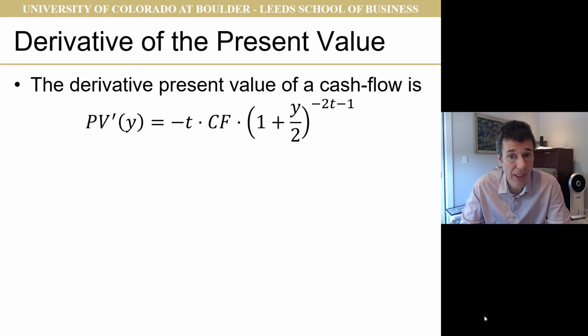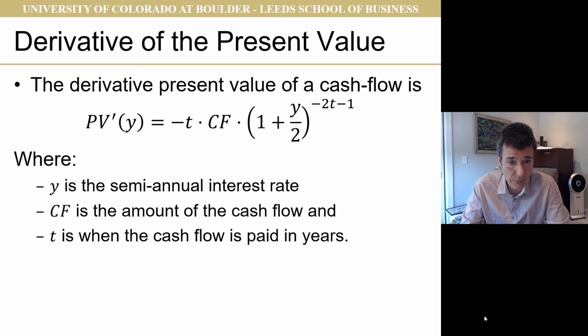That's a half. So the 2 and the half cancel out, and we just end up with negative t times cash flow times (1 plus y over 2) to the negative 2t minus 1. So that's our derivative for a single cash flow.